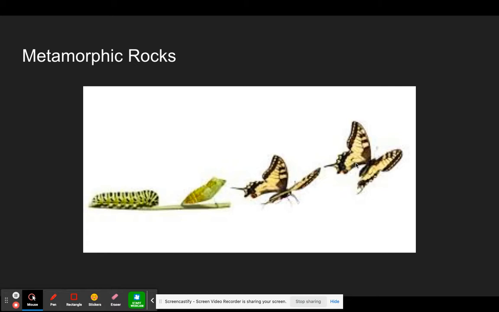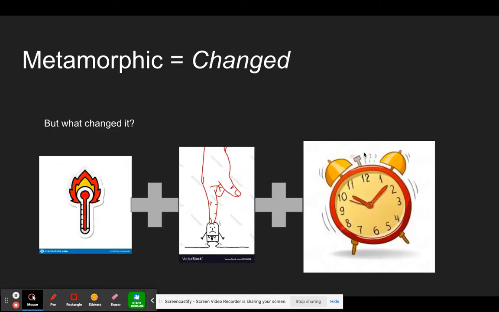Well, rocks kind of do a similar thing, although we don't get butterflies out of it, but we do still get something pretty cool. We get these changed rocks, and that puts them into their own category of metamorphic rocks. So, this is what it takes to become a metamorphic rock. You start out as either igneous or sedimentary, but then things start heating up.